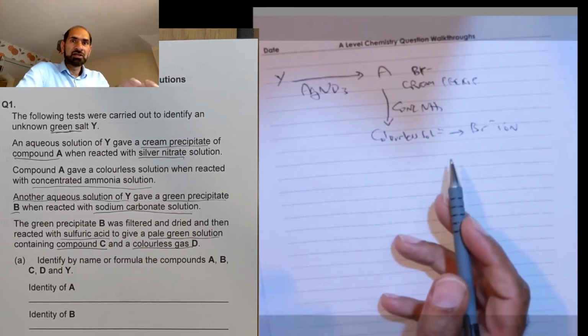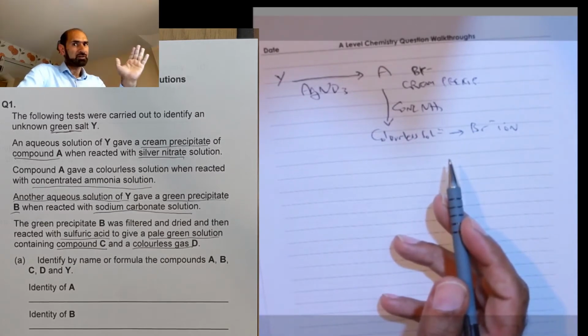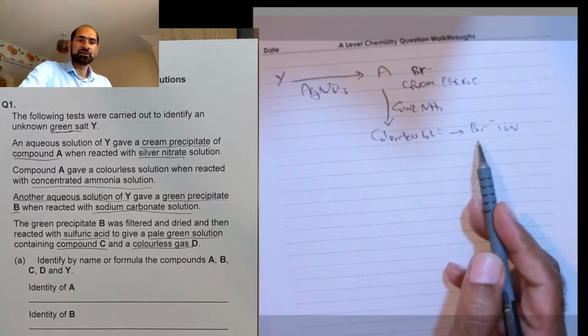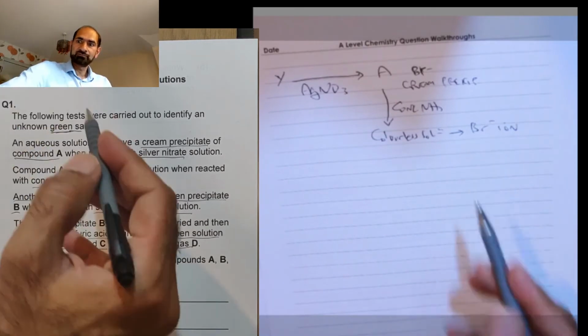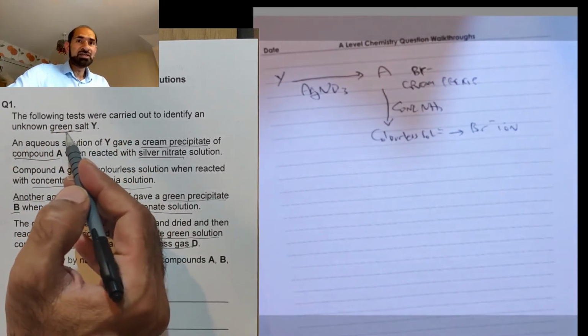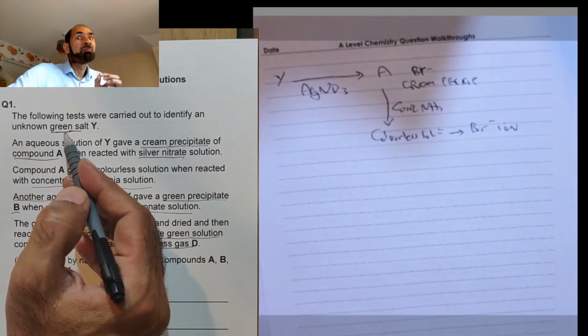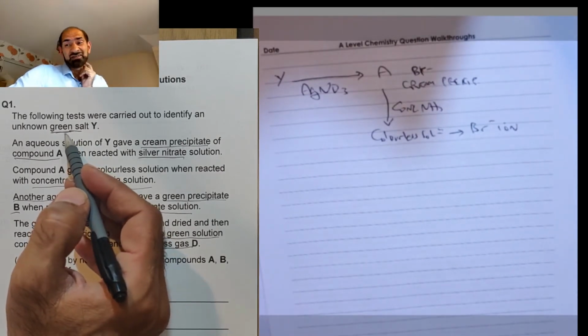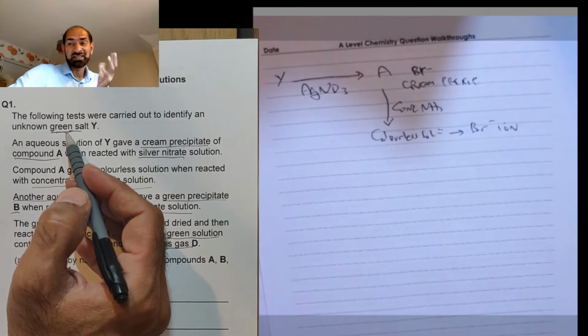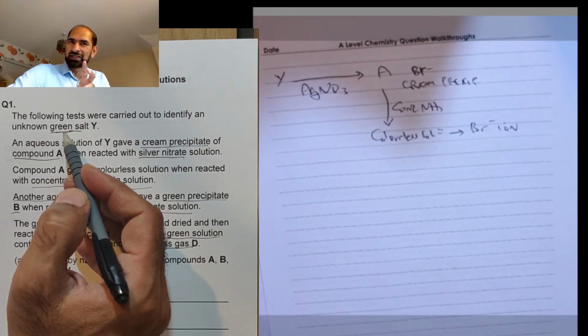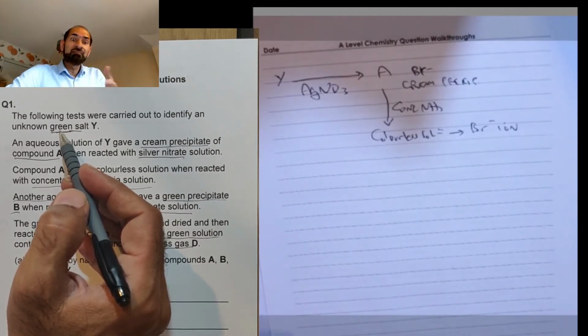So obviously they're trying to do different tests to identify the metal part and the non-metal part. We've just identified the non-metal part of this salt. Green: if I'd done my memorizing work, I would have said, in transition metals, what do I know that exists as green? I immediately know that usually iron compounds are green, and they're iron 2+ compounds, not iron 3+. I know that because I memorized it. But if you've not memorized it, let's continue.